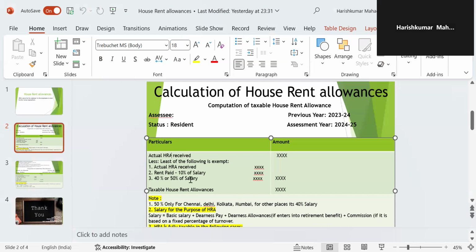So actual HRA received, rent paid minus 10% of salary, and 40% or 50% of salary. What is 40% or 50% of salary?